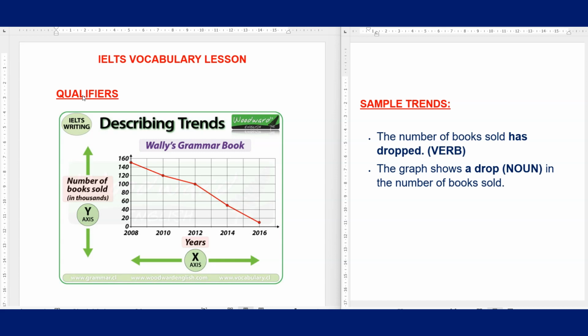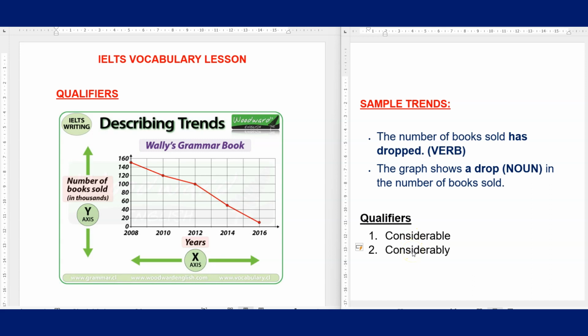If we take this particular sample question, we can look at two words to describe the trend. If we take two different qualifiers, we can use them to describe the same trend to know how much of a drop the number of books sold was. The first one is considerable and the second one is considerably.